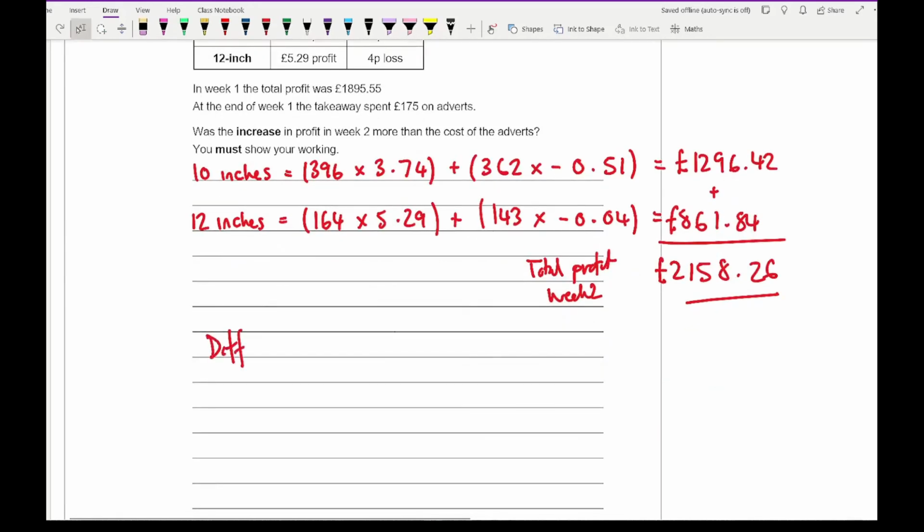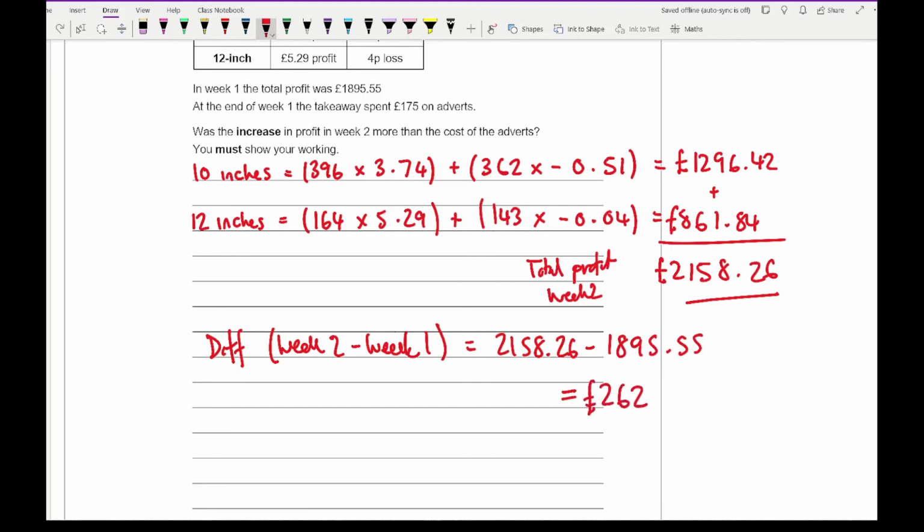So the difference, which is week 2 minus week 1, spelled with 2 E's, not 3, is going to be 2158.26 minus the profit made in week 1, which was 1895.55, and that comes up to a total of 262.71 pence. So do they have enough? Did they overspend or underspend? No, they're absolutely fine. So yes, it covers the cost, as 262.71 pence is greater than 145.